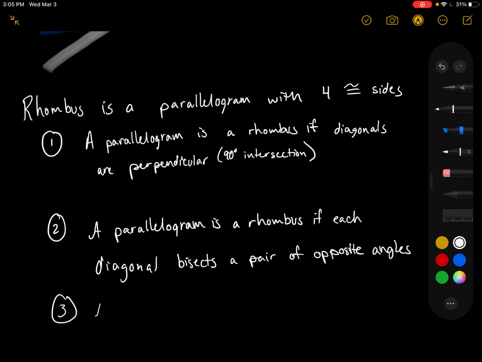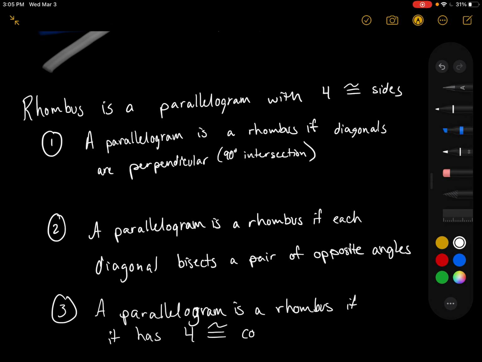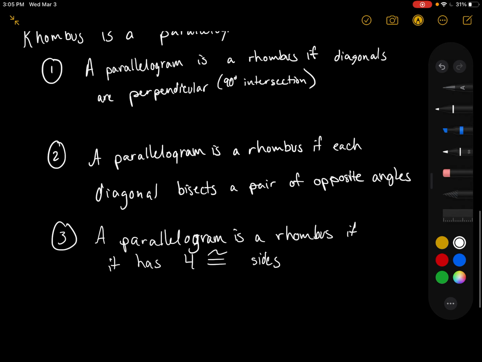And then finally, for our last one, a parallelogram is a rhombus if it has 4 equal sides, or congruent sides. So let's take a look at what this would look like on an actual shape.